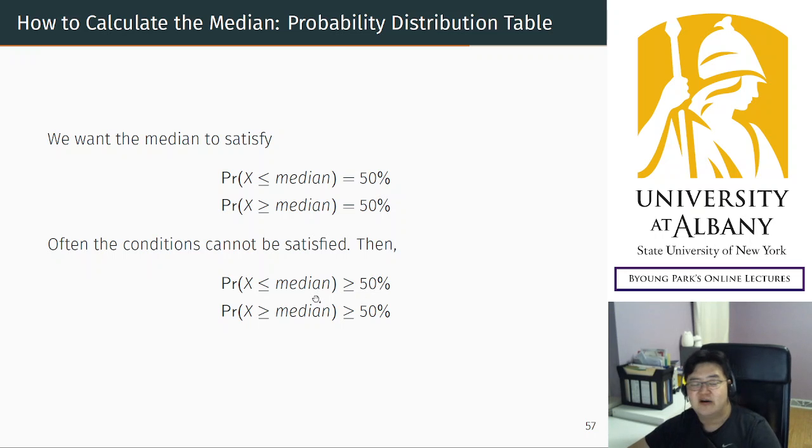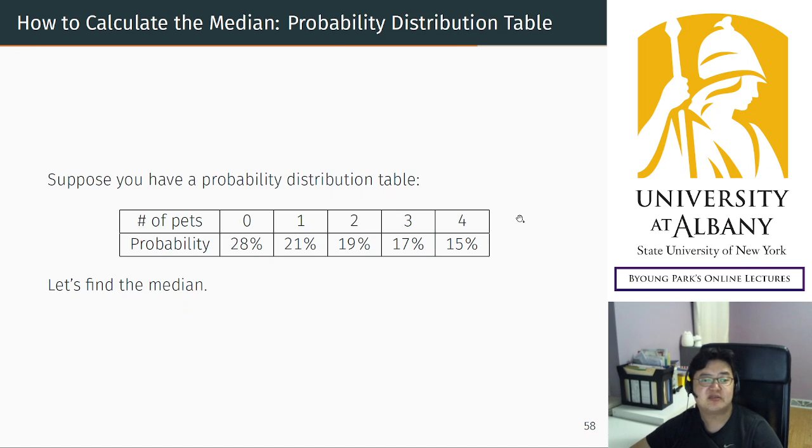Then that's the median. So mathematically, there is only one median value satisfying both inequalities. I will show you why both have to be greater than 50%. Here is another example to work on this.